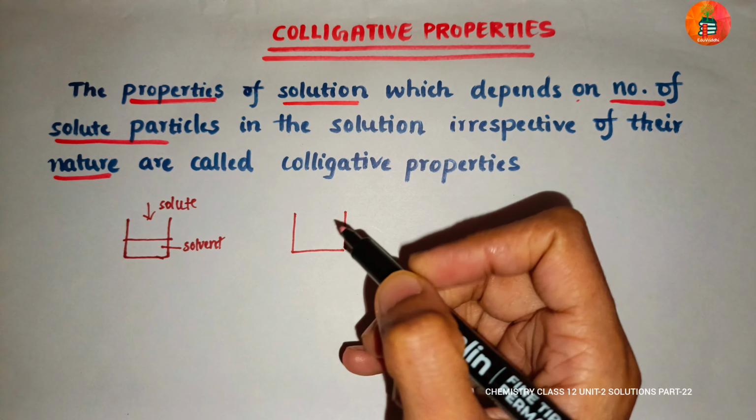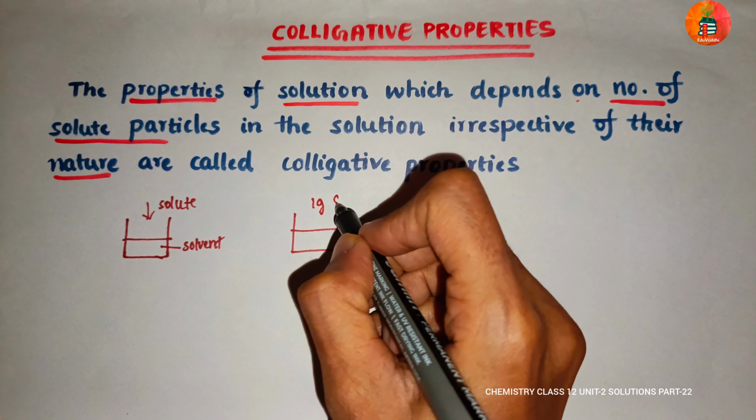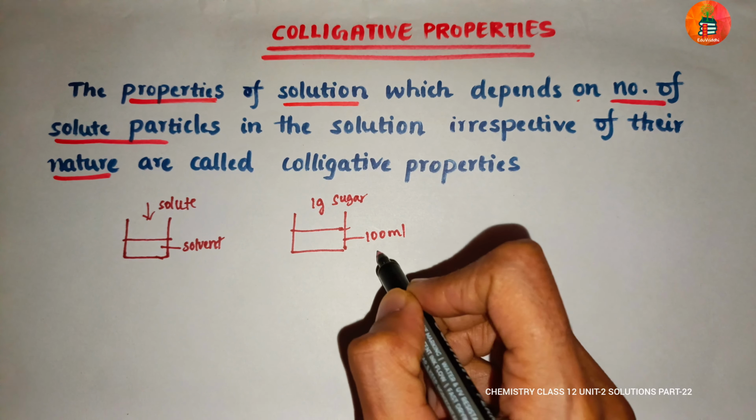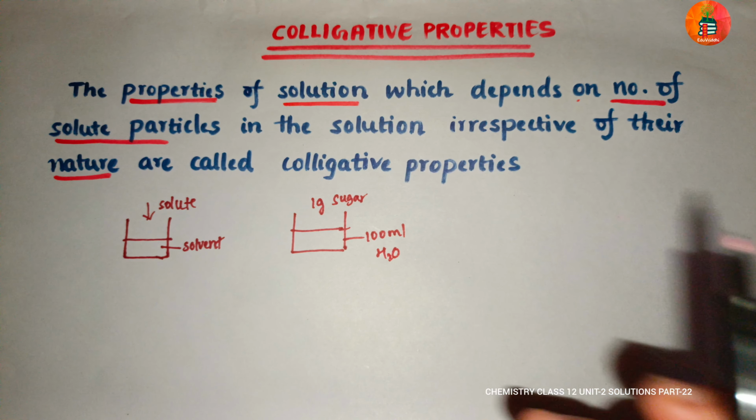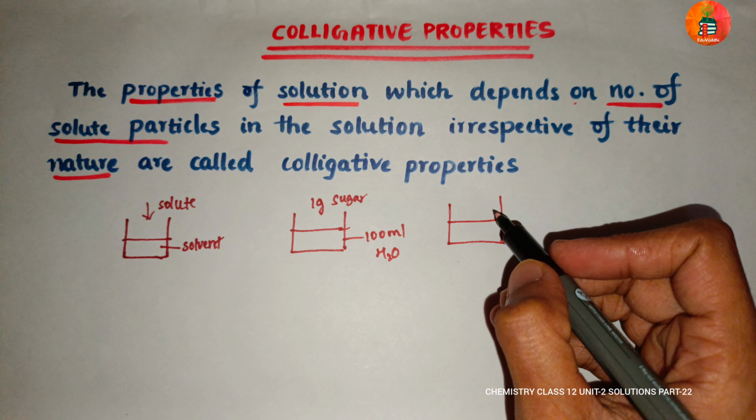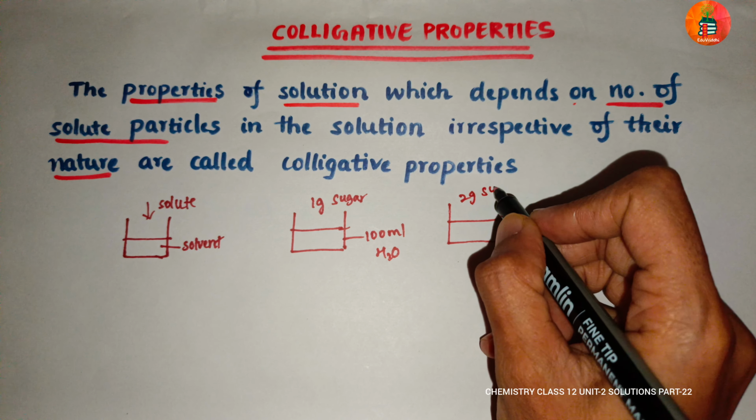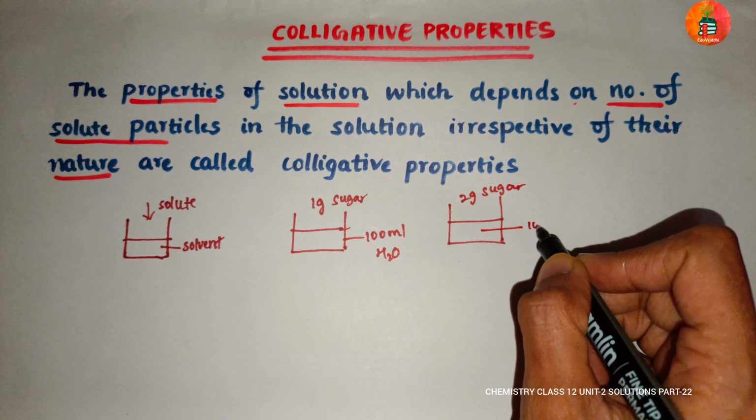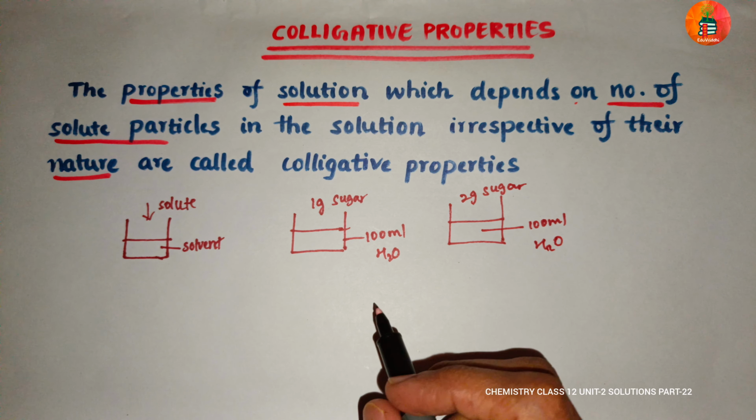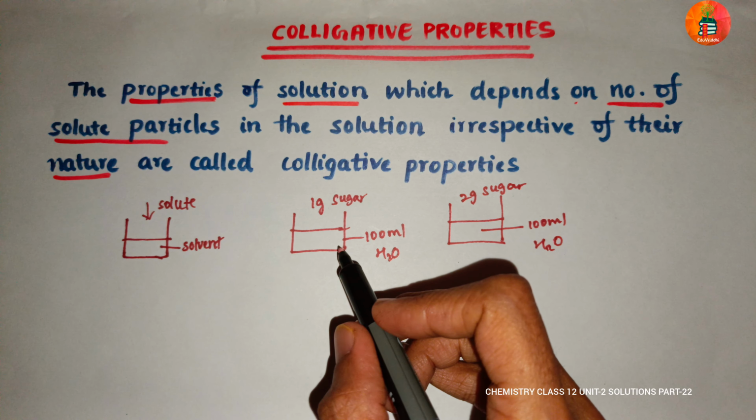Let me prepare one sugar solution where I add 1 gram of sugar into 100 ml of water, where water is the solvent and sugar is the solute here. And I'll prepare another sugar solution in a beaker, where I put 2 grams of sugar in 100 ml of water. Now, which solution will be sweeter? Obviously, this solution will be sweeter than the first sugar solution.